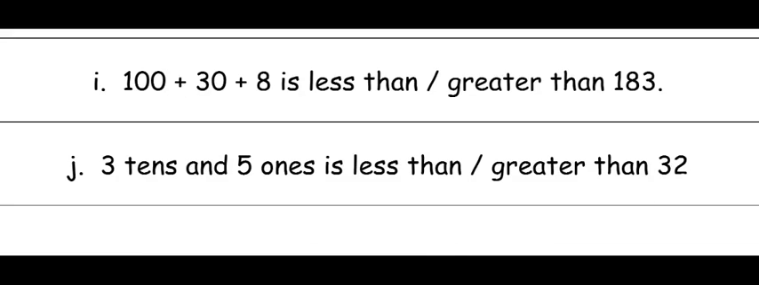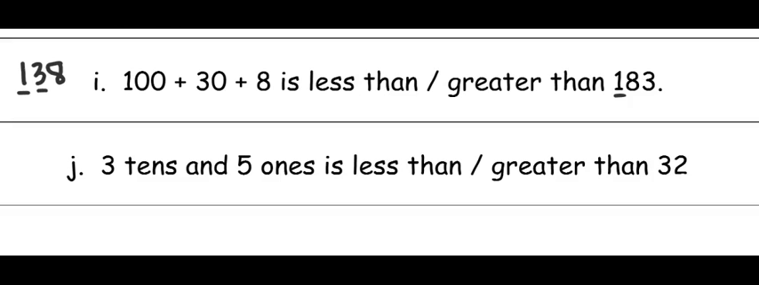In my last section, I'm still making that comparison, but I have to do a little mental math here. In question I, we're comparing the number 100 plus 30 plus 8 to the number 183. So I'm going to write this first number in standard form to help with that comparison. So I have 1 hundred, 3 tens, and 8 ones. Now I can start by comparing my hundreds. I have 1 hundred in both numbers.